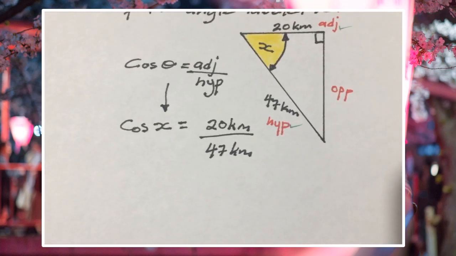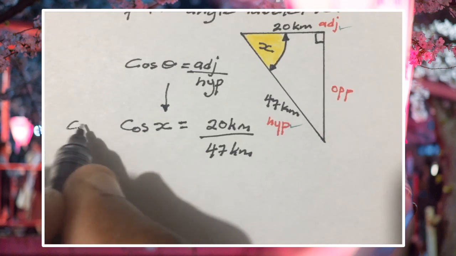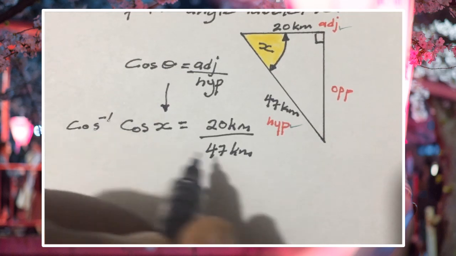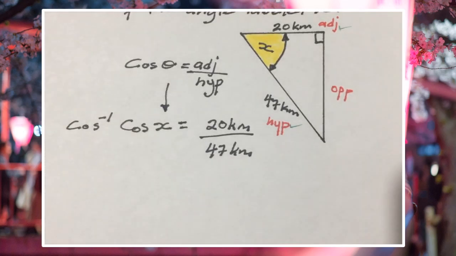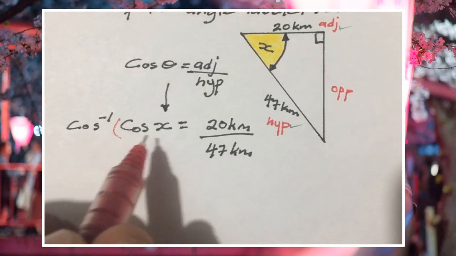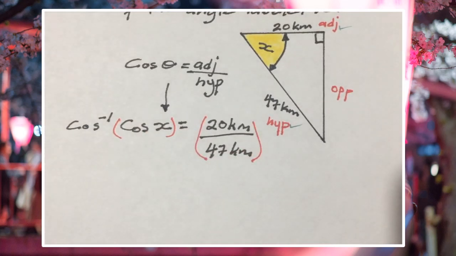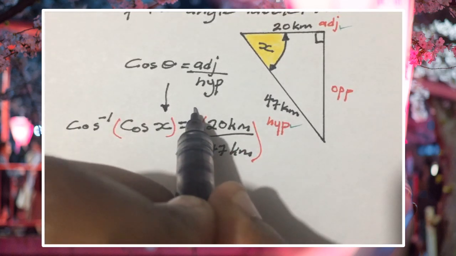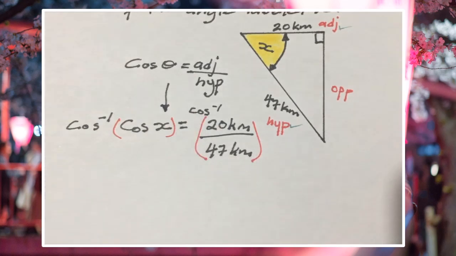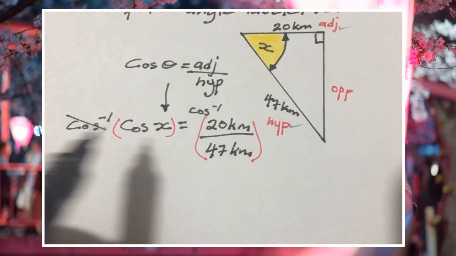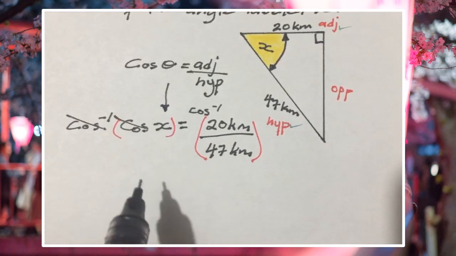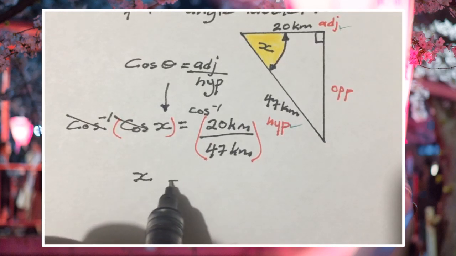Great. So we need to get rid of that cosine. And the opposite of cosine is cosine inverse. So I'm going to have to cosine inverse both sides. Let me just put this in brackets here and here. And you have to cosine inverse the thing from the front. So you have to go cos inverse. Great. So what will happen is cosine inverse will cancel cosine, leaving us with just x.